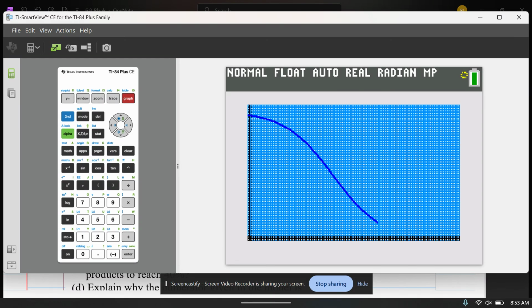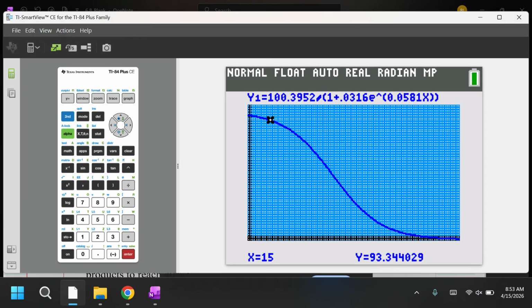It's flat up here at the 100%, coming down here and flattening out at 0%. If everything decayed away, everything burned up, whatever. Okay. They want to know remaining percentage of wood products after 15 years. So we're going to hit trace 15. 93.34%.